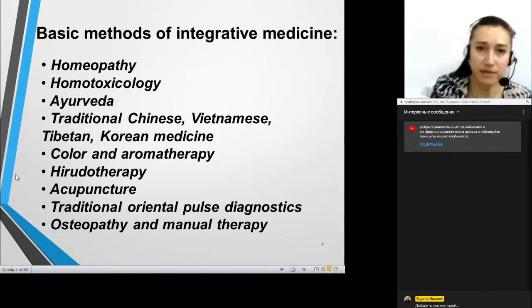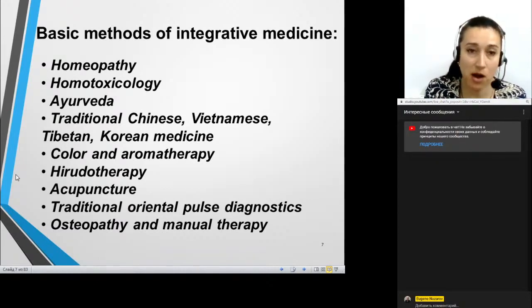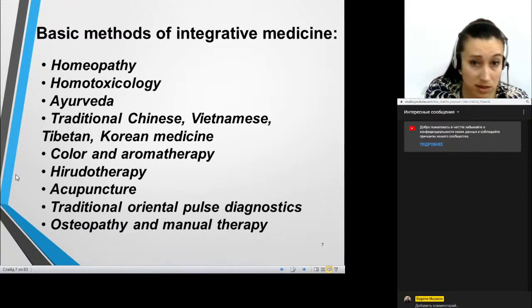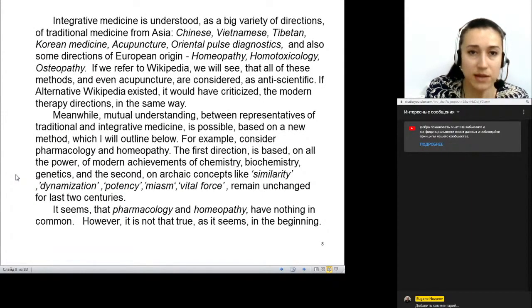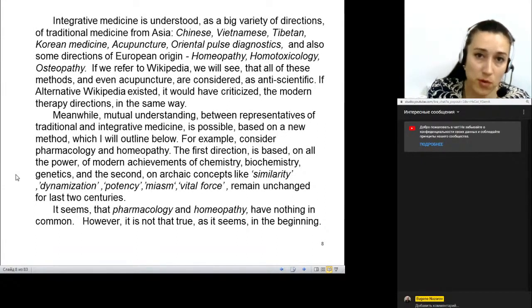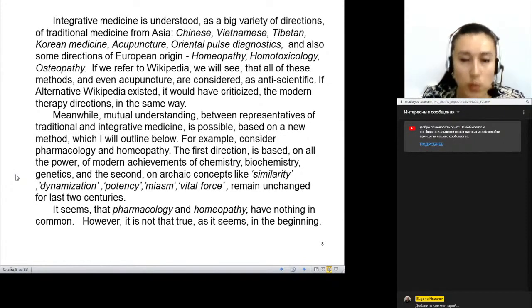The basic methods of integrative medicine are homeopathy, homotoxicology, traditional Chinese, Vietnamese, Tibetan, and Korean medicine, color and aromatherapy, hirudotherapy, acupuncture, traditional Oriental pulse diagnostics, and osteopathy and manual therapy. Integrative medicine is understood as a big variety of directions of traditional medicine from Asia, which we mentioned before, and some of European origin, which are homeopathy, homotoxicology, and osteopathy.